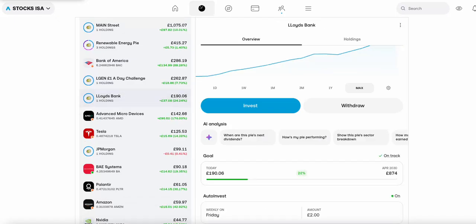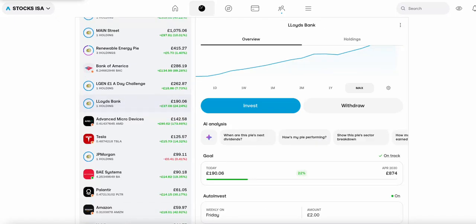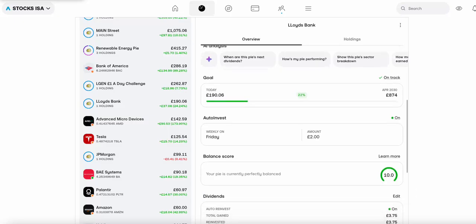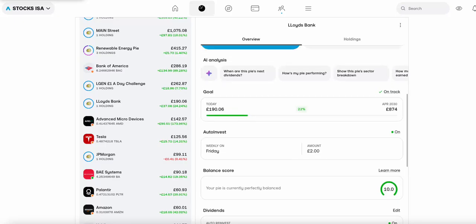Lloyds Bank, again, another UK strong company, a bank, currently up £37. I invest £2 every Friday, as you can see here. Weekly on Friday, amount £2. So that's where that free cash comes from. I always try and have like £10 sat in there, so I have the money to come out and straight into here every Friday without worrying about it.